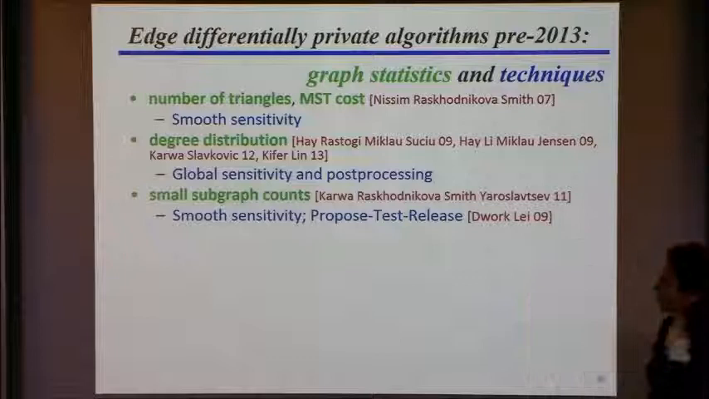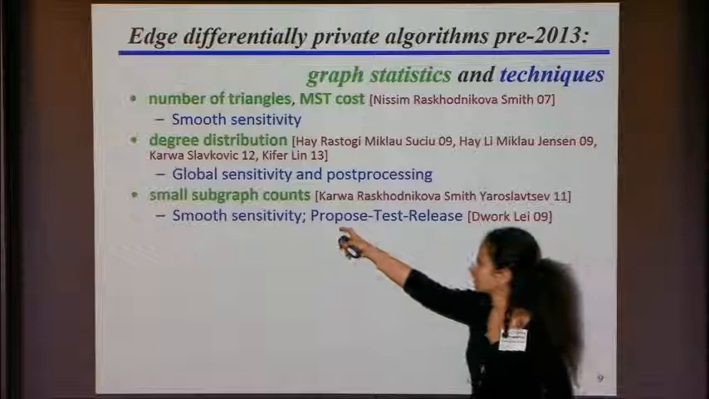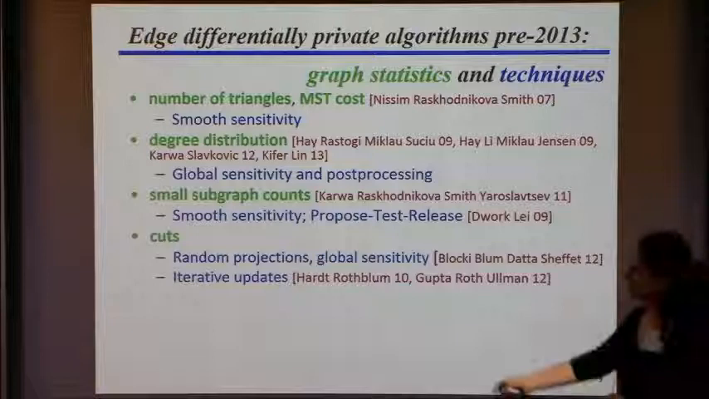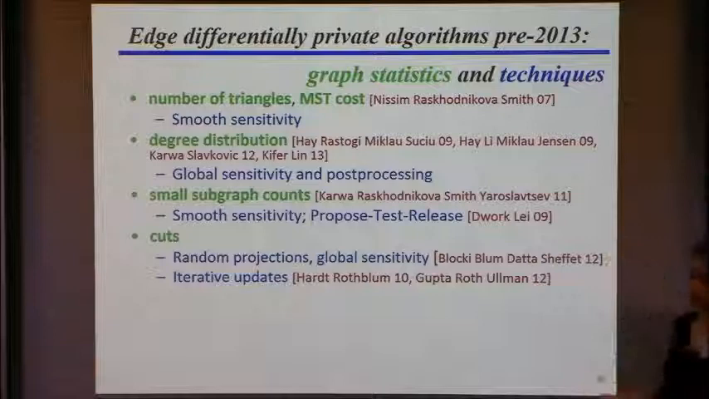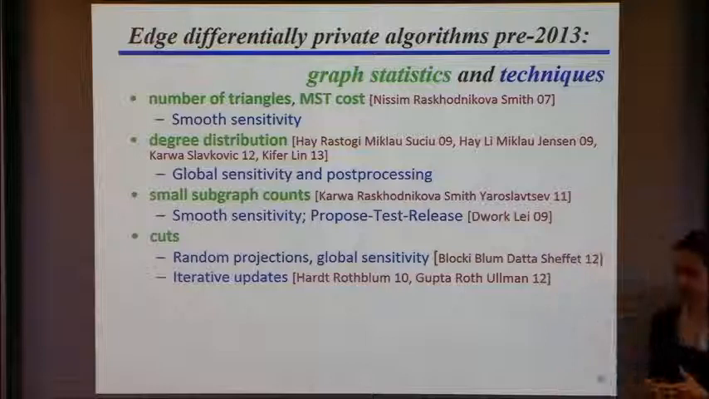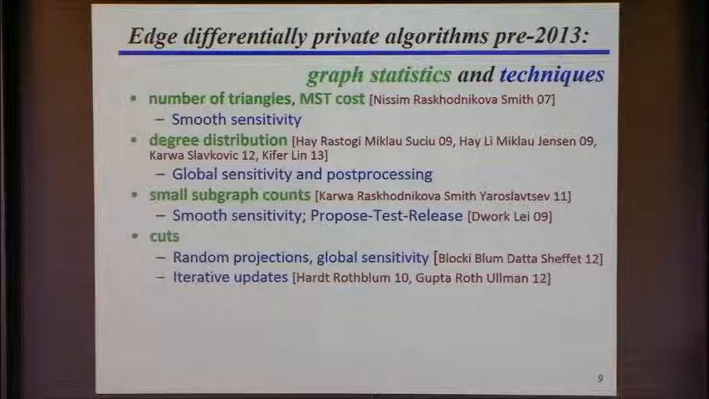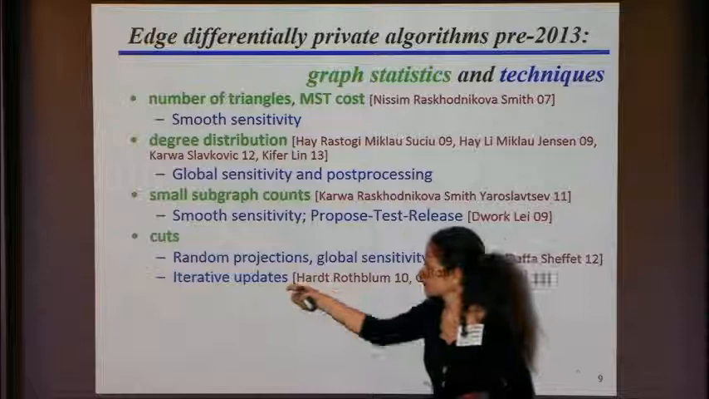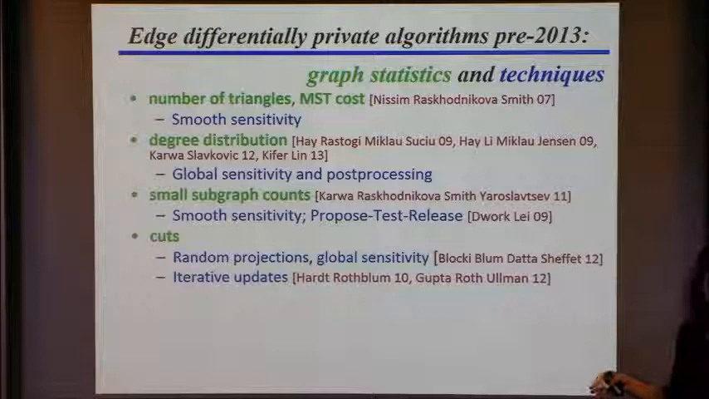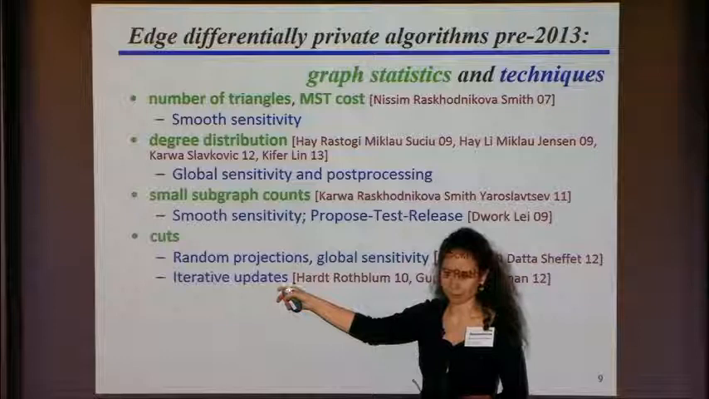Releasing small subgraph counts is based on smooth sensitivity and a variant of propose-test-release. For cuts, these two lines of work have incomparable guarantees. The first one is based on random projections and global sensitivity, and the guarantees are for every cut. So for a specific cut, with high probability, you get some bounds on the noise in your answer. And in this method, iterative updates, you have a guarantee for all cuts with high probability. And here there is more noise, that's considered a gain.